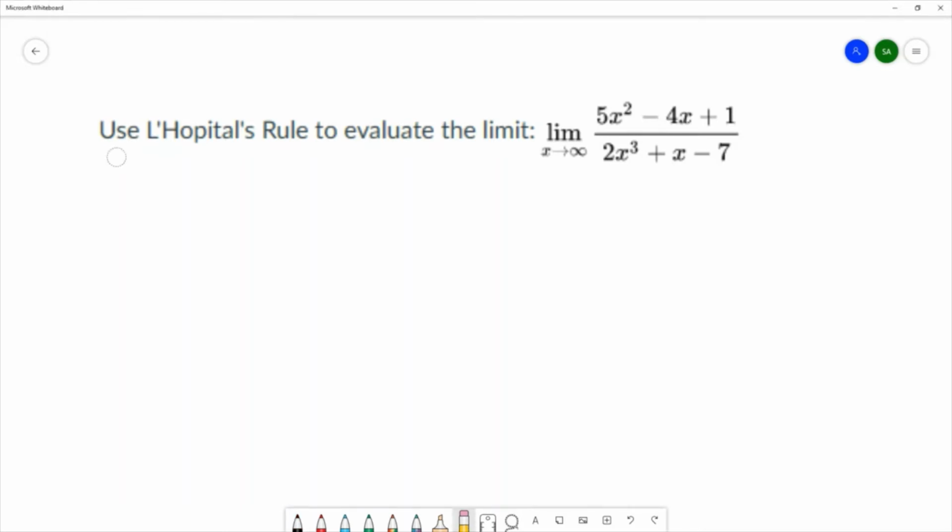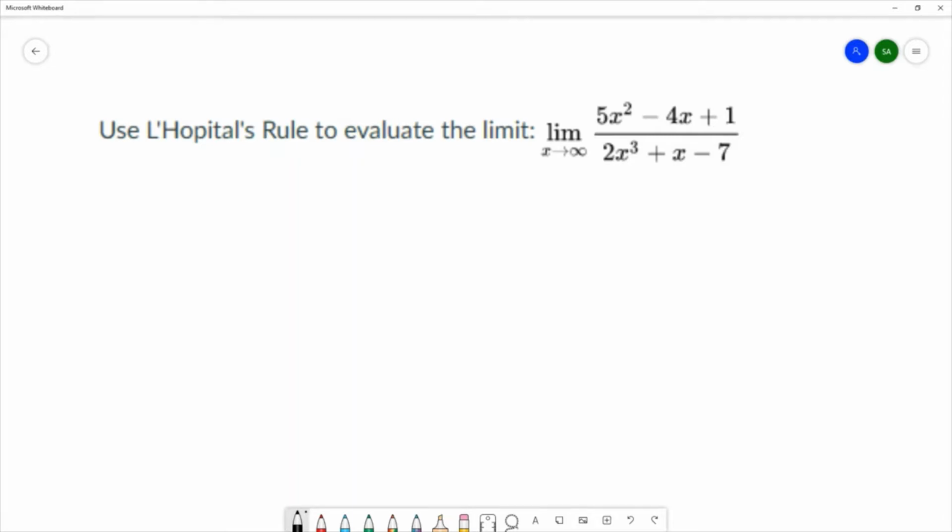On this question, we want to use L'Hopital's rule to evaluate the limit. The limit as x approaches infinity of 5x squared minus 4x plus 1 over 2x cubed plus x minus 7. So we're going to start with direct substitution.